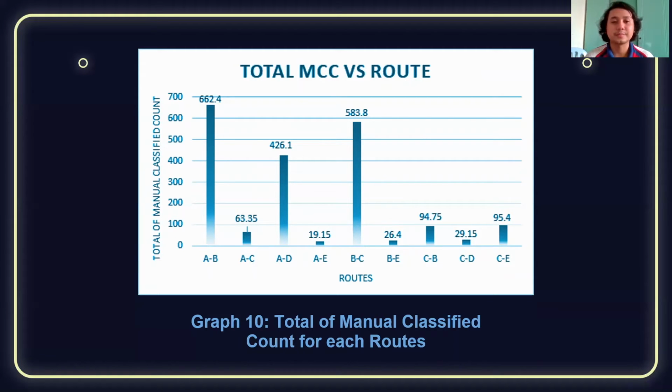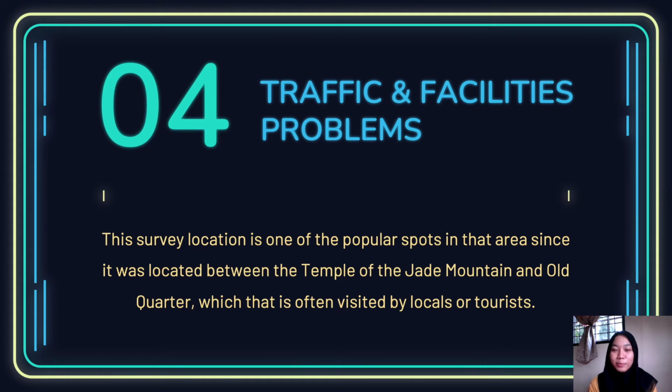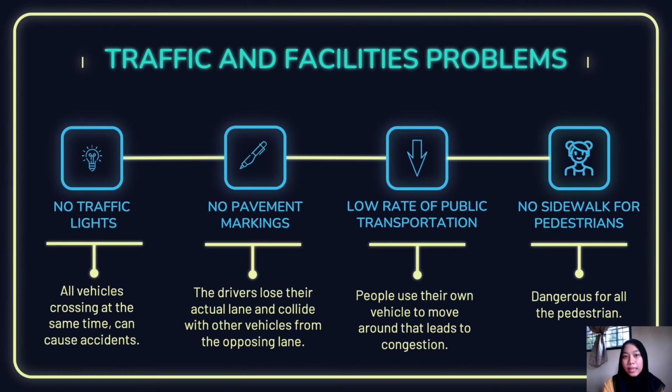So I'll continue the presentation with the next point, which is the traffic and facilities problem. As mentioned earlier, this survey location was one of the popular spots, since it was located between the Temple of the Jade Mountain and the Old Quarter, which is very often visited by locals or tourists. There are many traffic and facilities problems that were identified.